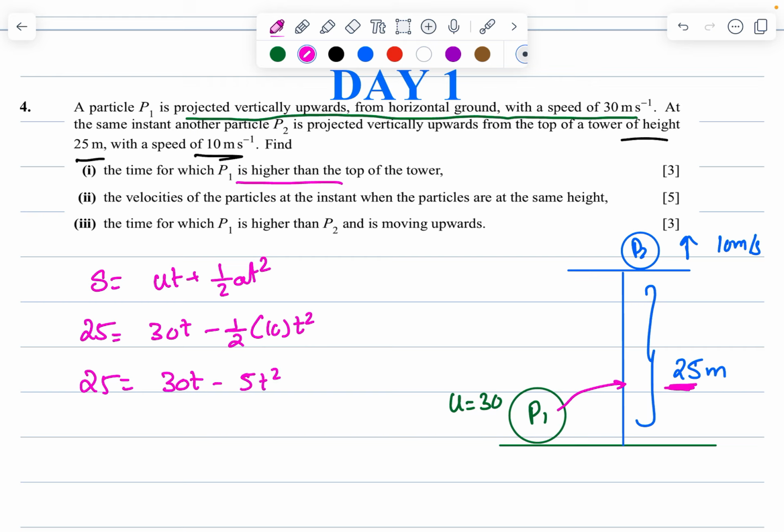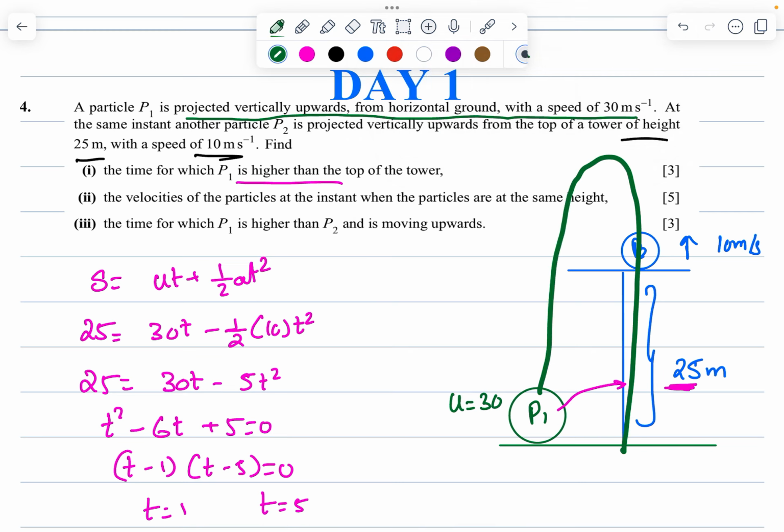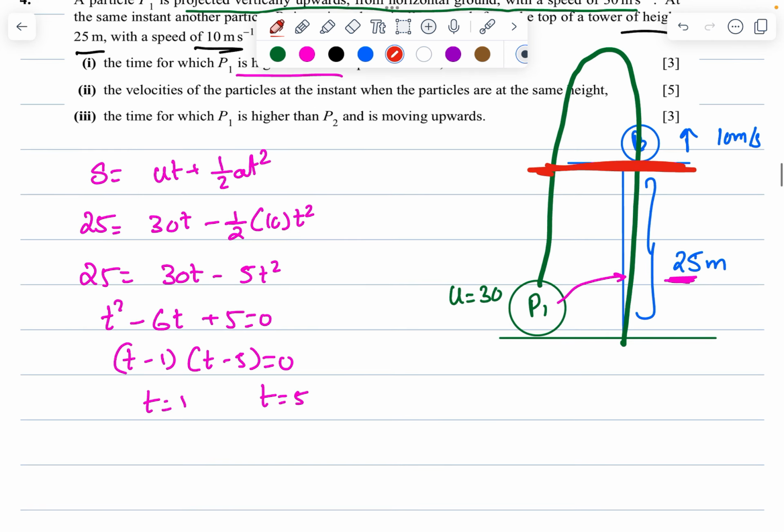Then simplify it further, divide by 5. So you'll be getting t square minus 6t plus 5 equals 0. So you factorize it out: (t minus 1) times (t minus 5) equals 0, t equals 1 second, t equals 5 seconds. Basically what is happening is, when I throw this one up, it goes up like this and comes down. So at what point is it at a height of 25 meters? At 1 second and 5 seconds.